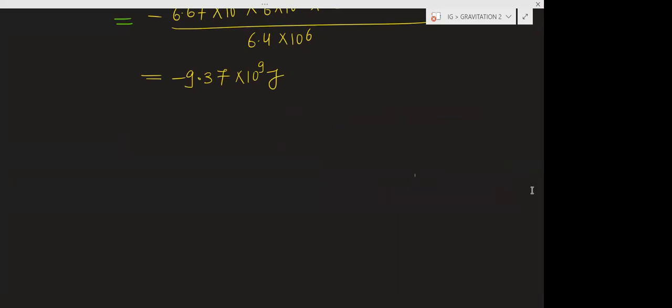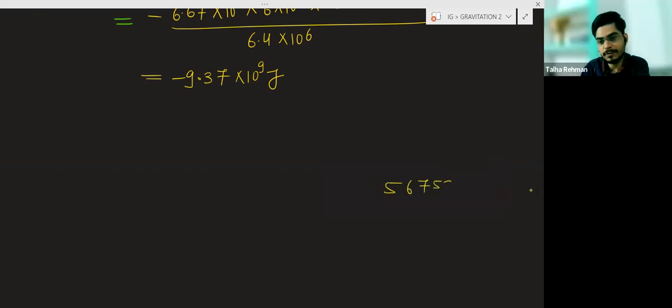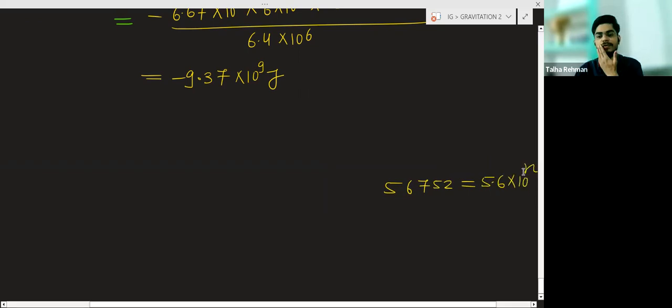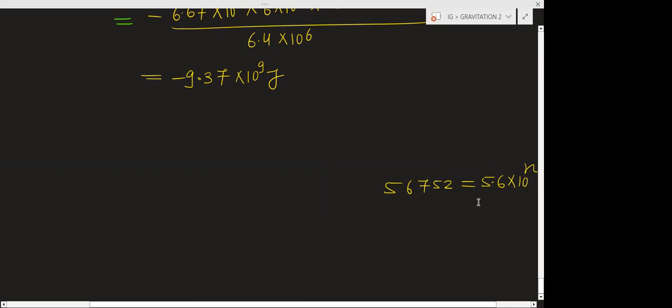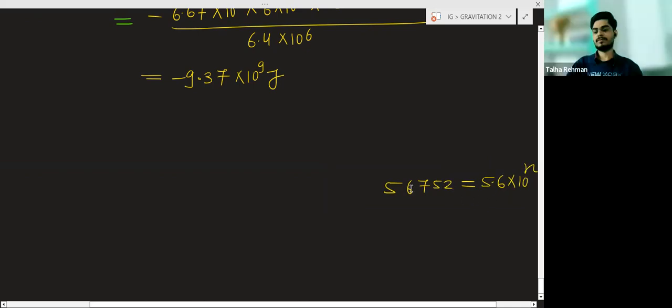Suppose it is written as 56752, and you have to write this in this form, 5.6 multiplied by 10 to the power x. Can you tell me the value of x fast? 3. 1, 2, 3, 4. Of 4.